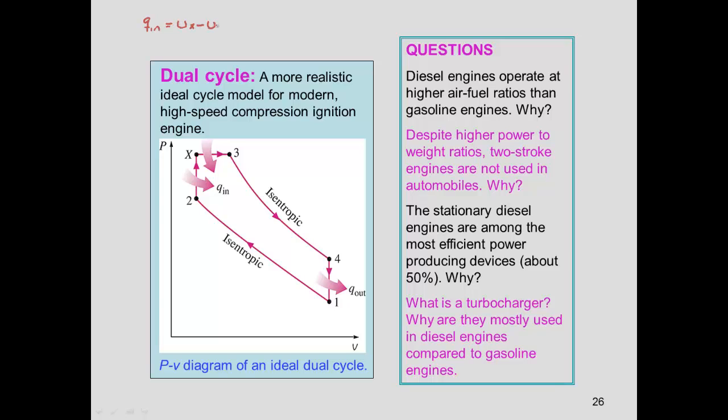So the Q in will be computed as U_X minus U2, and this is the constant volume portion, plus H3 minus H_X, and this is the constant pressure portion. So this is the only difference. The isentropic compression, expansion, and heat rejection will be exactly the same.